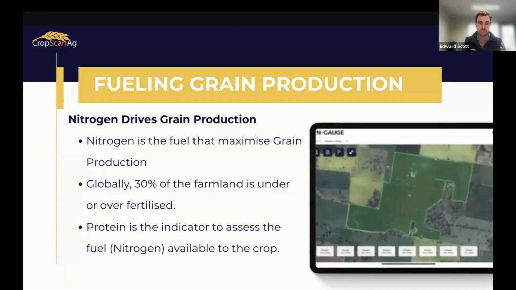So protein, what is protein? Protein really is a measure of the nitrogen that has gone through to the grain. And we all know that when we see that variation in protein, different soil types or effects have impacted that area of the field. But once you strip it all back, protein is the indicator to assess that fuel, or nitrogen, that's been available to the crop. And that's the simplicity of the system that we're bringing together.